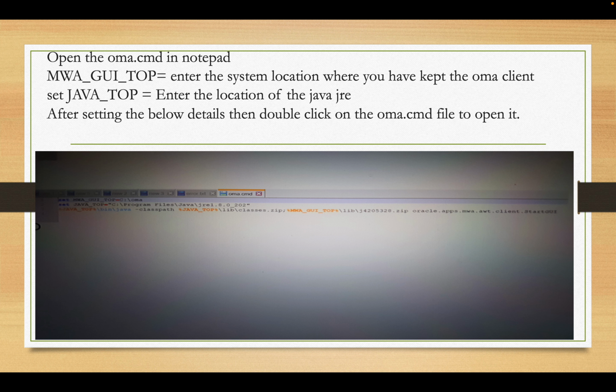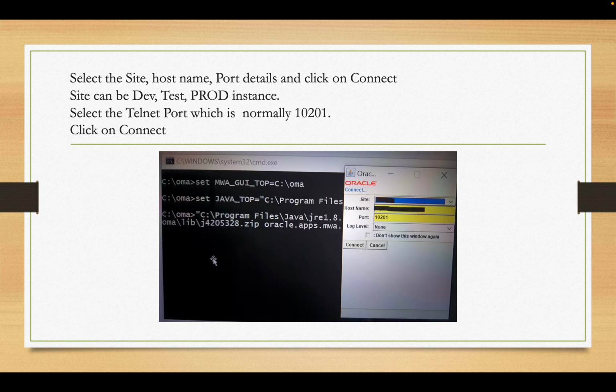The values will get saved, and then you can double click on the OMA CMD file and it will open the file. So a screen will open like this where you need to provide the host, the site, port and other details. The site can vary depending on your instance. It could be dev instance or test or prod, whatever instance you want to access.